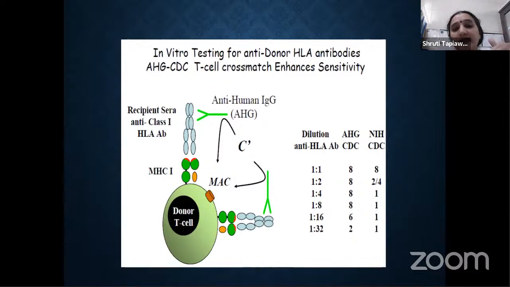So what did we see? T cell, B cell separation. You look at both the cross matches together. You look at the allo cross match. You look at the auto cross match. If both are positive or one is positive, try adding DTT to understand whether these are autoantibodies. You add AHG to enhance the sensitivity, bring out a positivity if it is going to come, because it increases the arms for engagement.